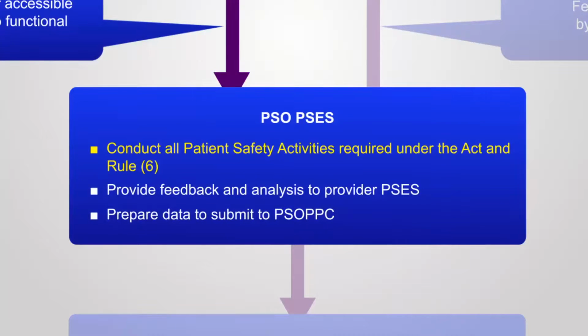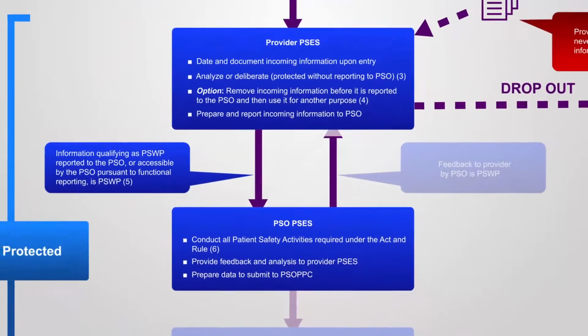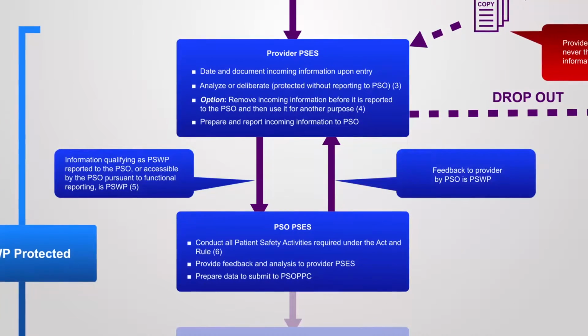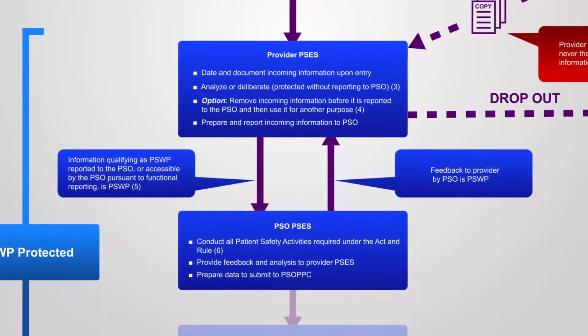We'll now turn to the box titled PSO PSES. The PSO must perform the 8 patient safety activities defined in the Patient Safety Act and Rule to remain listed. Among these activities, a PSO must collect and analyze PSWP and provide feedback to providers in the provider's PSES. The upward arrow from the right side of the PSO PSES to the provider PSES represents the pathway for providing such feedback.